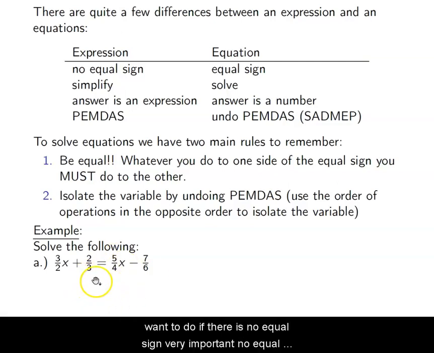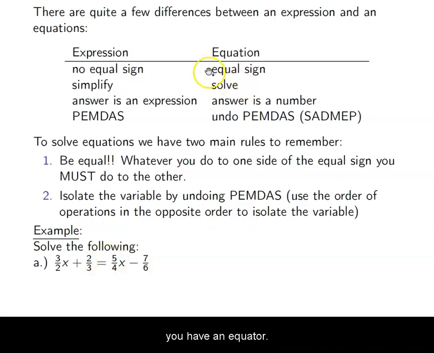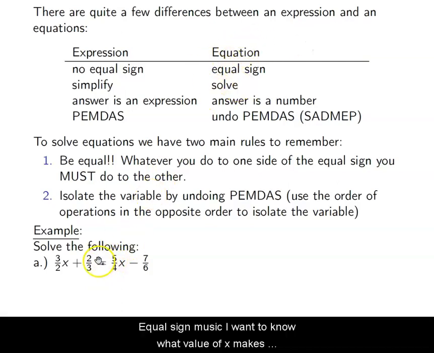If there is no equal sign, very important, no equal sign and a bunch of fractions, you have to combine like terms. You have to make a common denominator. You have to follow the regular rules of fractions. Okay. You can only clear things out when you have an equation. Okay. So equal sign means equation. I want to know what value of x makes this side equal to this side. Okay. So most of you guys would probably start this off by subtracting the 2/3 and then subtracting this x to the other side. So you have all the x's on one side, all the regular numbers on the other side, and then solving, which is fine, except we don't like fractions.